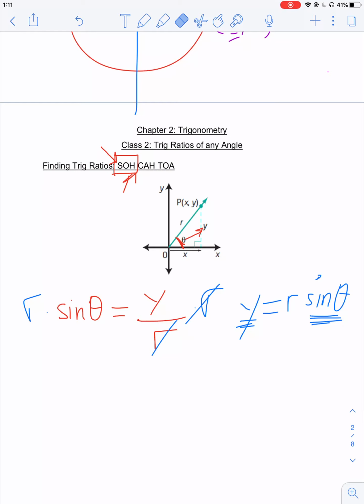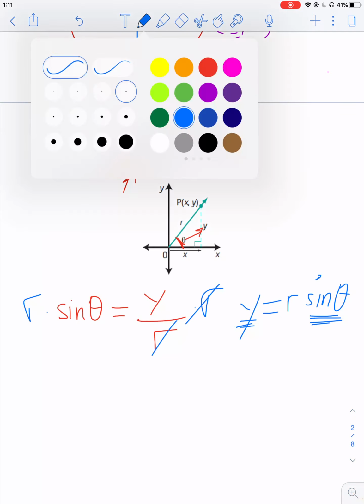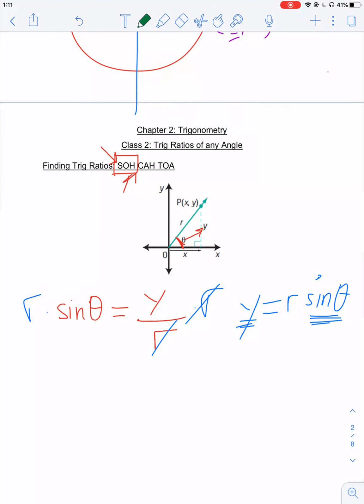And right now let's do CAH. Maybe let me use a different color. The C stands for cos, so cos theta is equal to, the A over here is your adjacent side. The side that's adjacent to theta is this side, which is x over hypotenuse. Your hypotenuse is again r. So if you solve for x, then x will just equal r cos theta, okay?